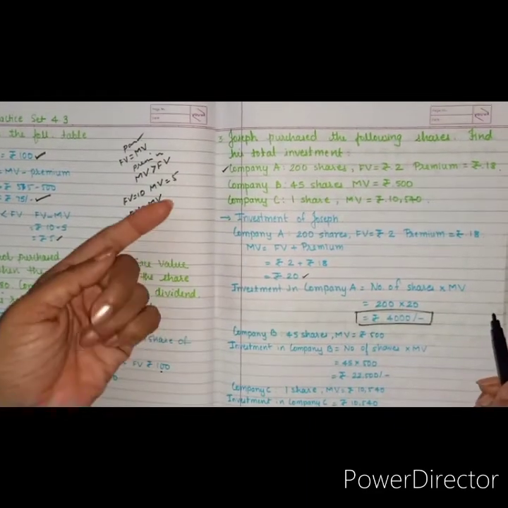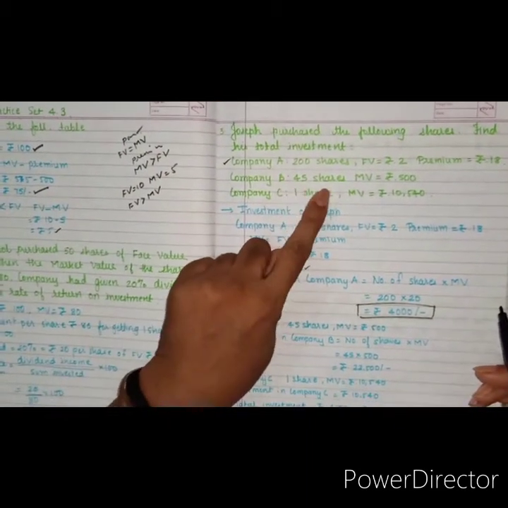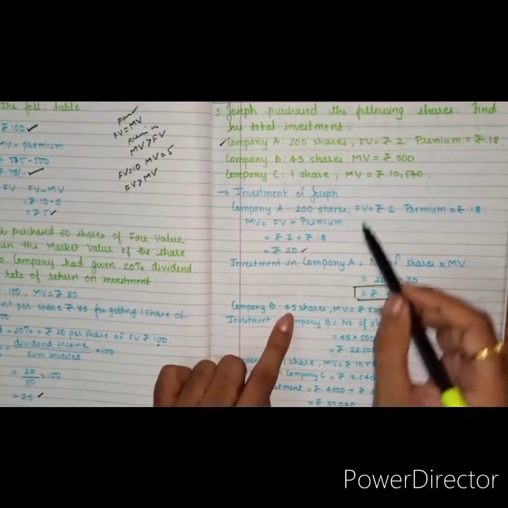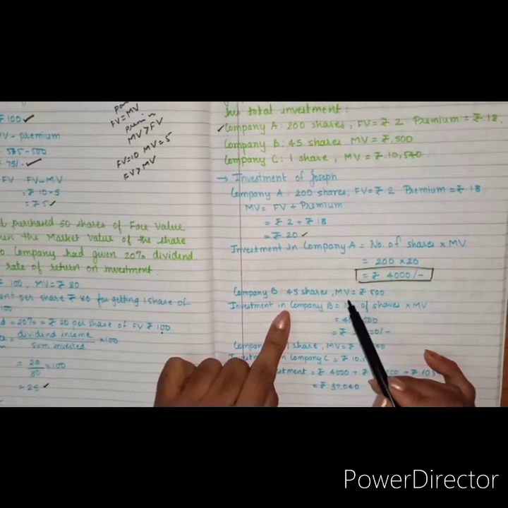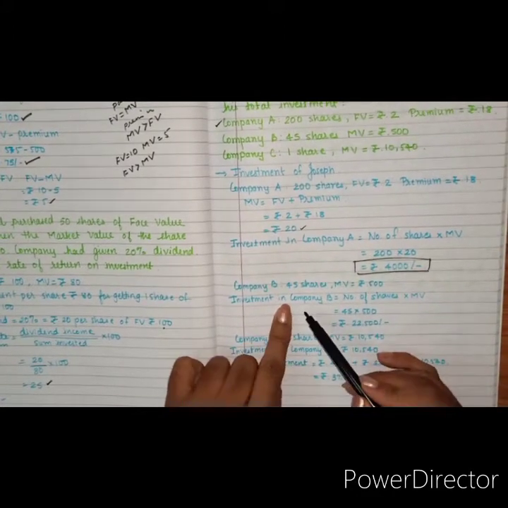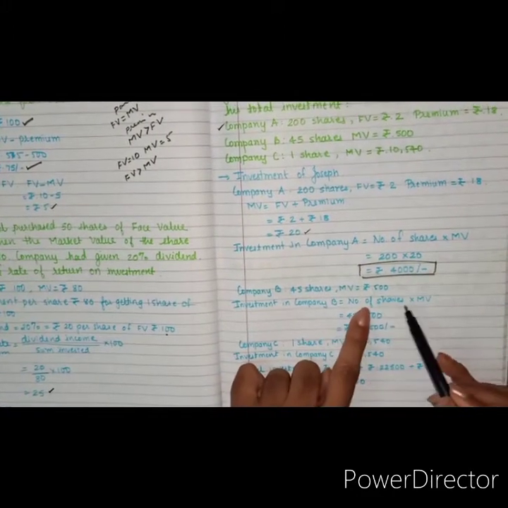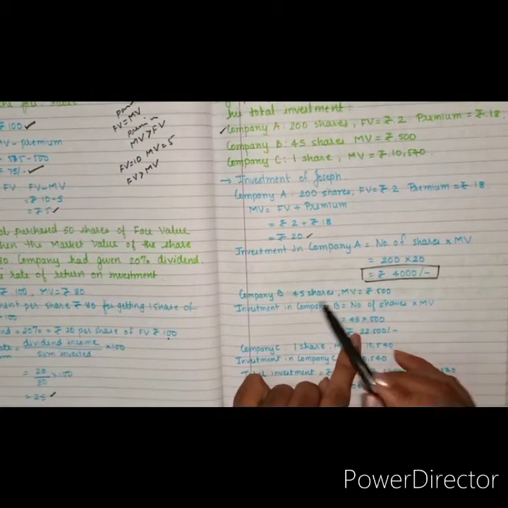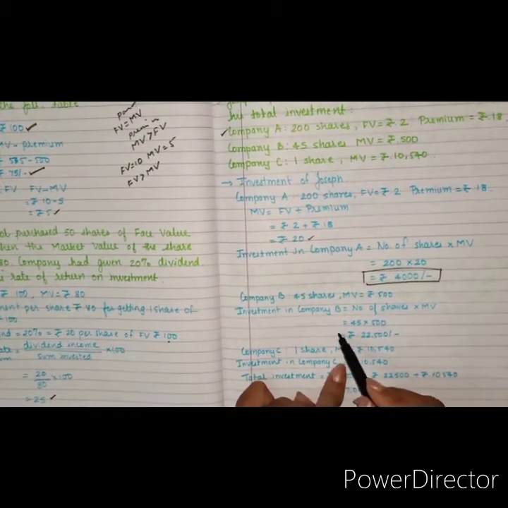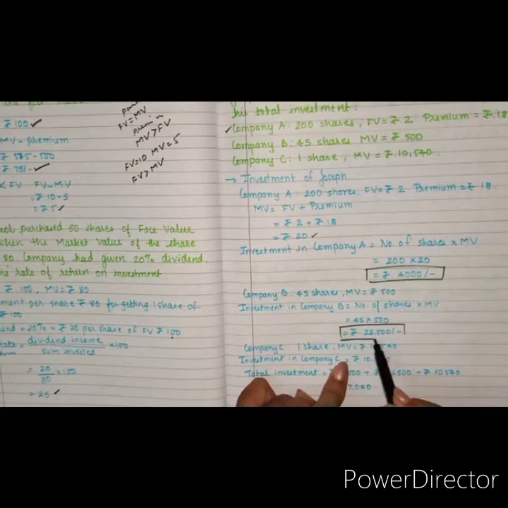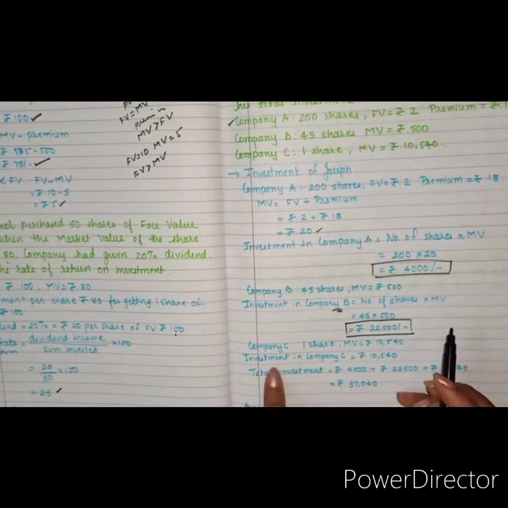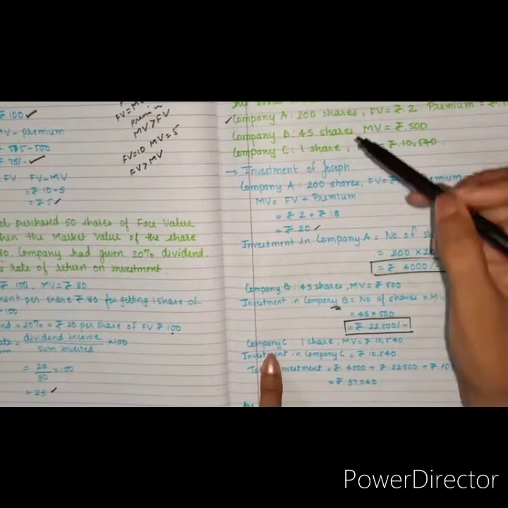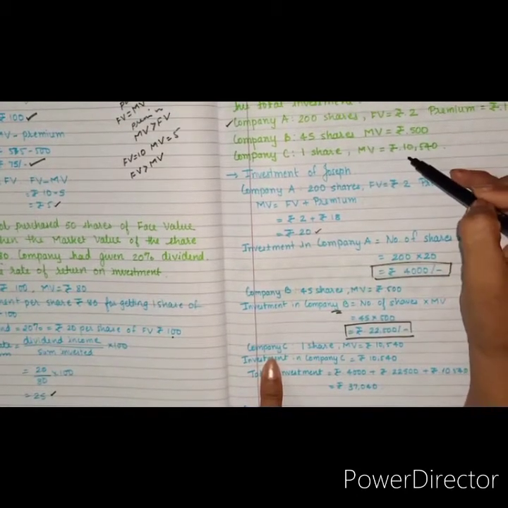Now the second company, he has taken 45 shares whose market value is 500. So you don't need to calculate market value, it is already given. So investment will be number of shares into market value, that is 45 into 500. This is the second investment in company B. That is 22,500.